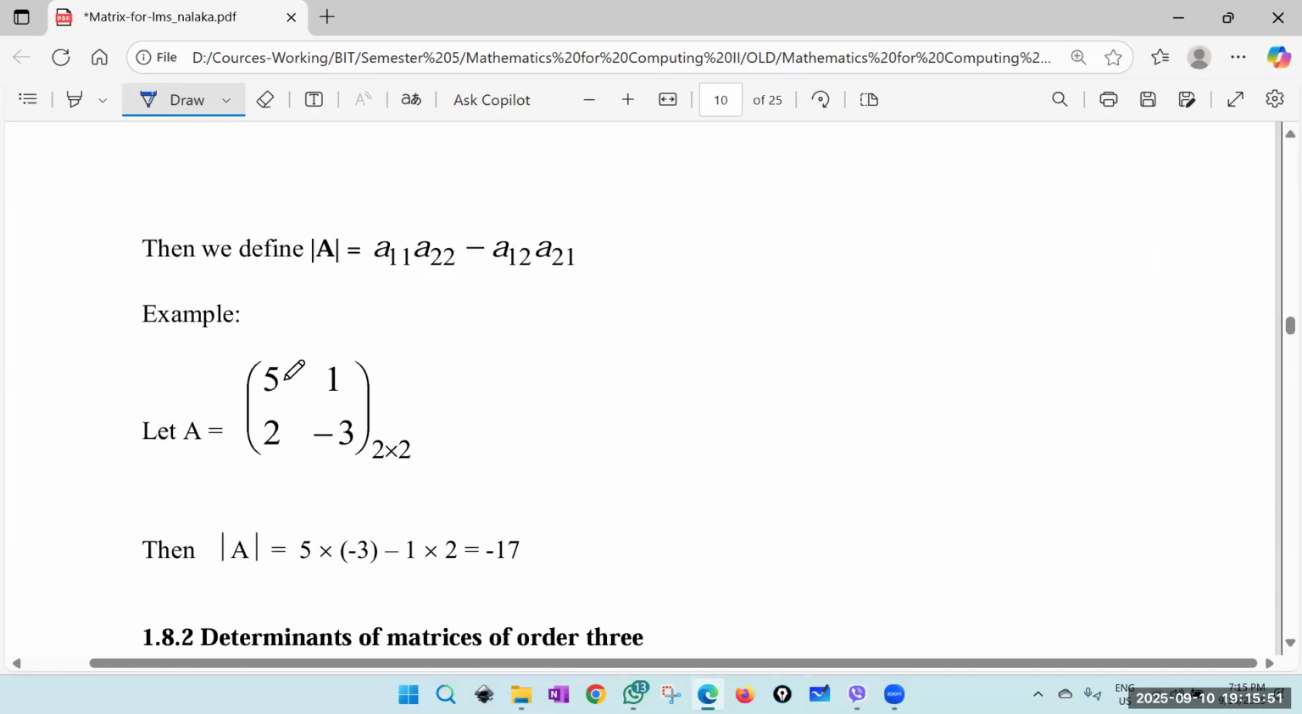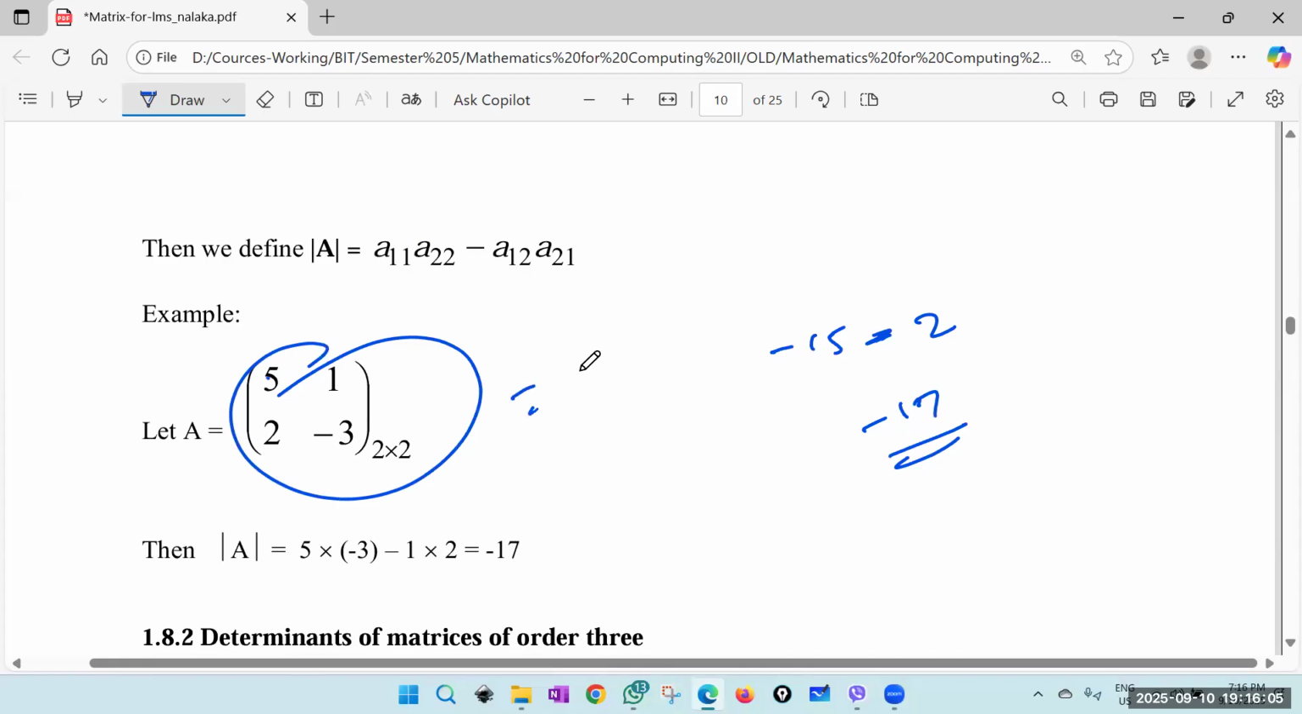For example, if your matrix is this 2 by 2, 5 into -3 is -15, minus 2 into 1, that is -2, so -15 minus 2 is -17. So therefore, the determinant of this matrix is -17. Okay, so this is just a definition, because this number is very useful later on.